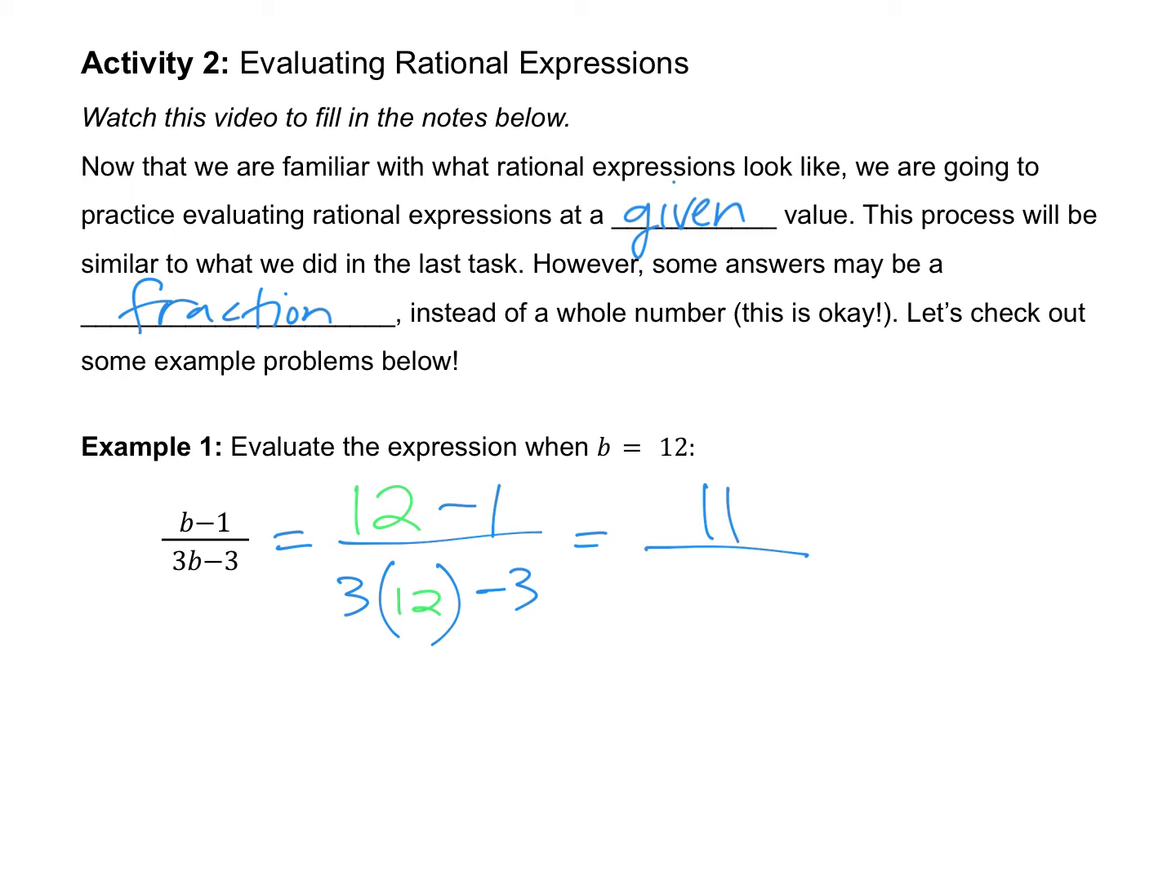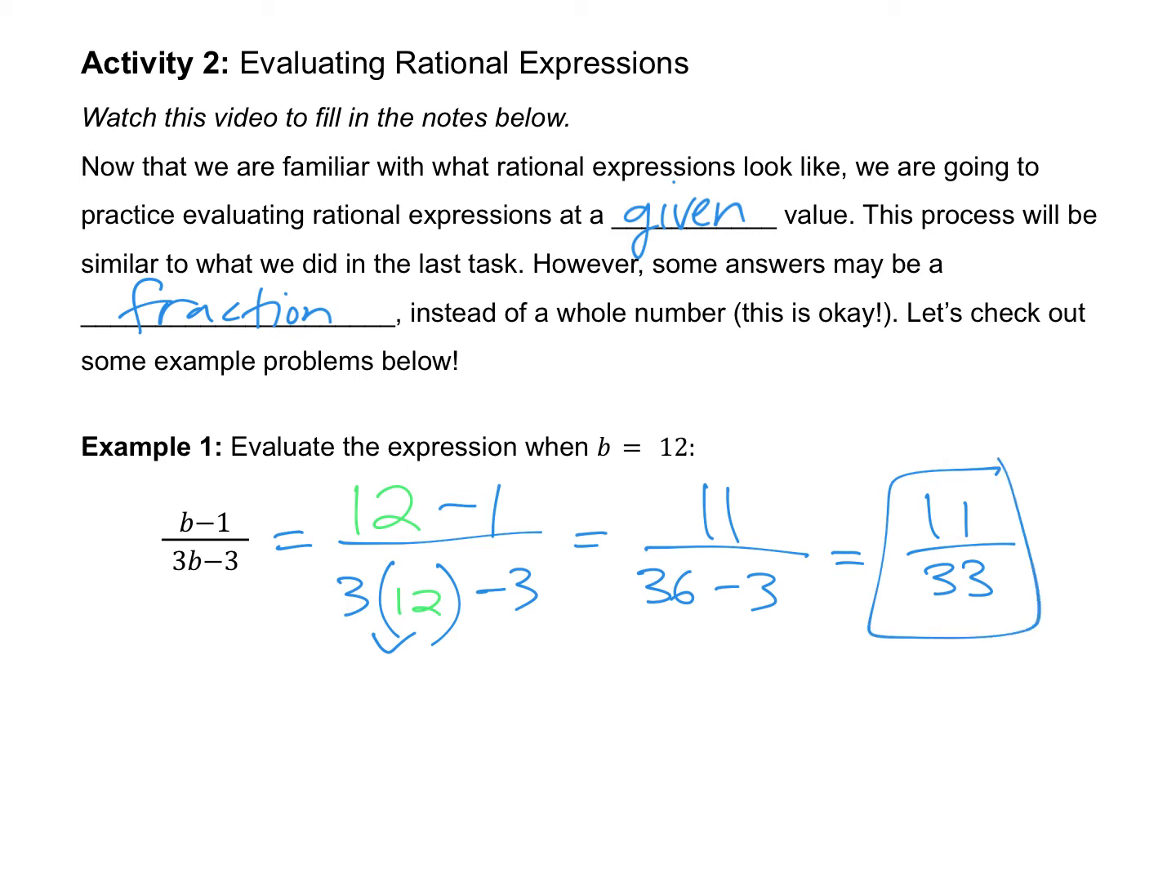And then on the bottom, I have to do PEMDAS again, order of operations. So multiply first, 3 times 12 is 36. And then do the subtraction. 36 minus 3 is 33. And that's a totally fine answer.